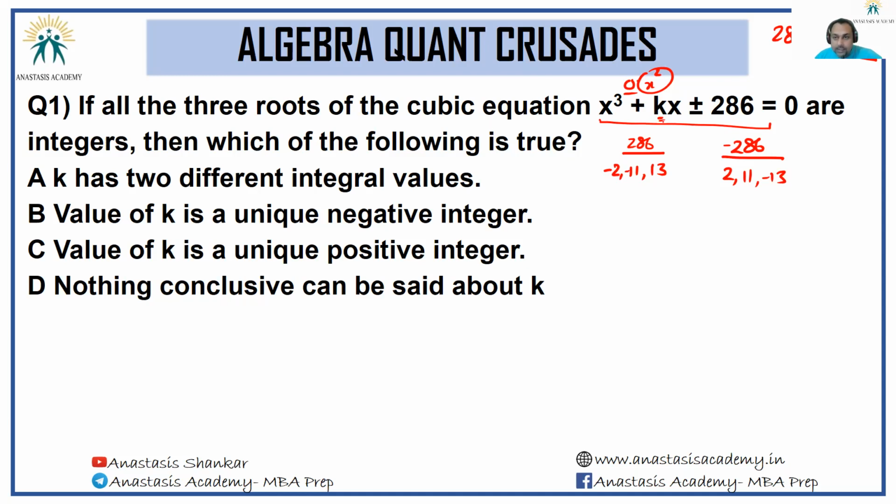Now k here is the sum of pairs of roots taken 2 at a time. So we'd have 22 minus 26 minus 143. This would be the value of k in the first case. In the second case, the value of k would be 22 minus 26 minus 143. I don't even wish to engage in maths. Can you see the value of k in both these cases is turning out to be the same number and it is a negative number. So of the four options, the value of k is a unique negative integer.